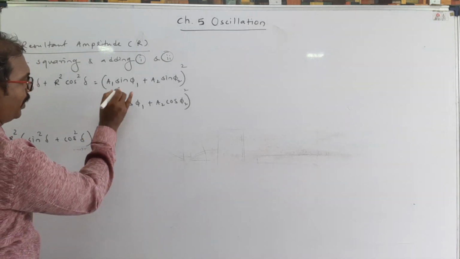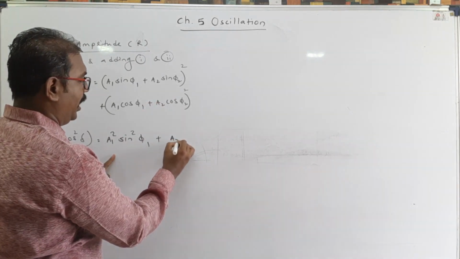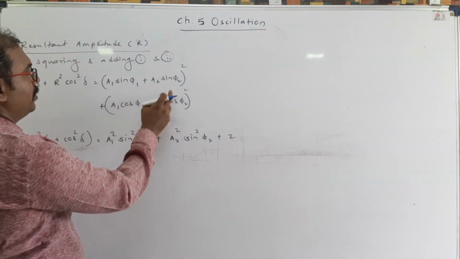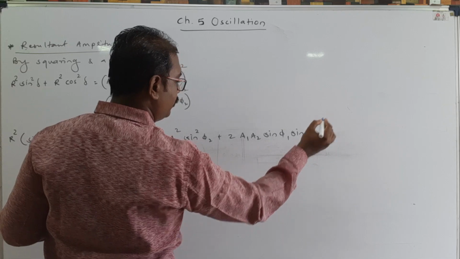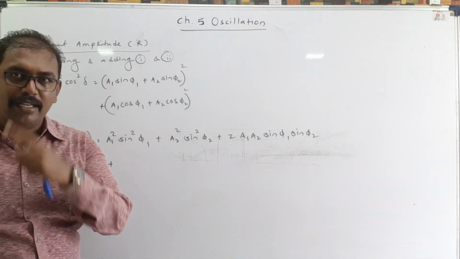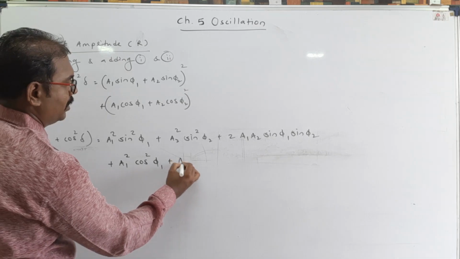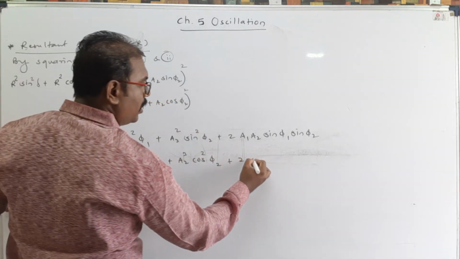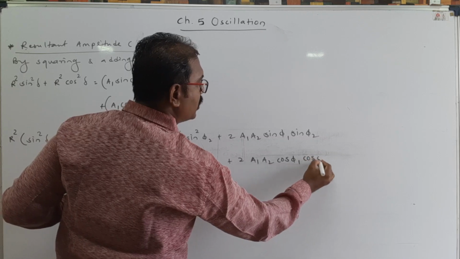So a square in this square: A1 square sin square phi 1 plus A2 square sin square phi 2, plus 2 into A1 A2 into sin phi 1 sin phi 2. So this is the expansion. Now, in a similar manner, we have to expand this bracket also by using the (a plus b) whole square expansion: a square plus b square plus 2ab. So this square: A1 square cos square phi 1 plus A2 square cos square phi 2, plus 2 into A1 A2 into cos phi 1 into cos phi 2.